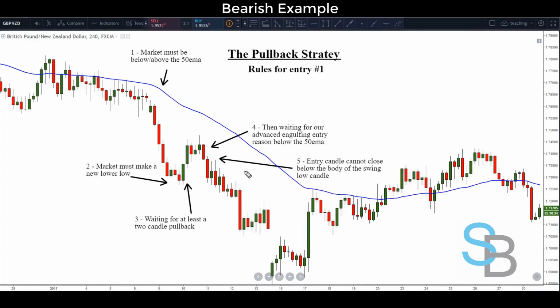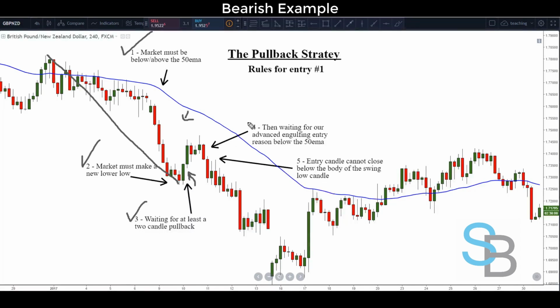And this, of course, is a bearish trade. What do we need to see? Market trading below the 50 EMA, creating a new lower low in trend. We have rules number 1 and 2 met. Then we need at least a 2 candle pullback, opposite of the underlying trend, which is down, meaning we need 2 green candles at least. We can have more than 2, but no less than 2. That rule has been met.